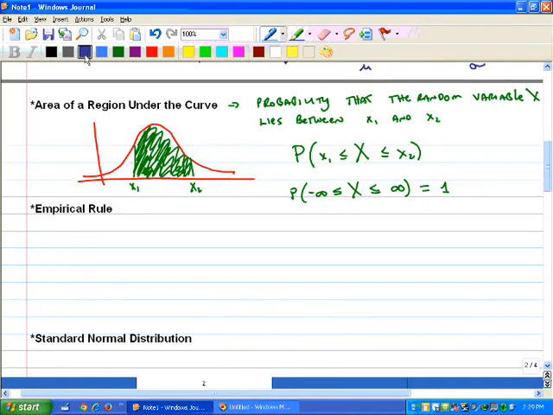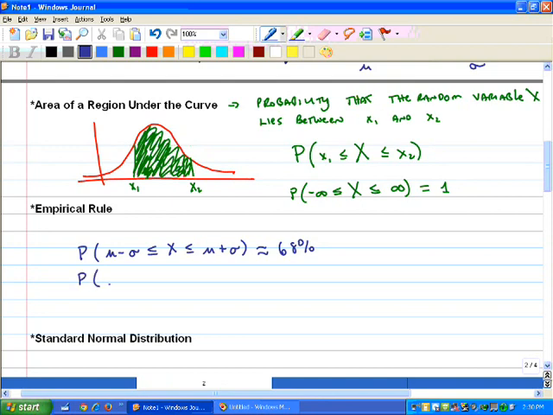Recall too from our bell-shaped distributions we studied in the past that the probability that your random variable x lies within one standard deviation of the mean, or from the mean minus one standard deviation is less than or equal to your value x, your random variable x is less than or equal to your mean plus 1 standard deviation, the probability that the random variable x lies within 1 standard deviation of the mean is approximately equal to 68%.